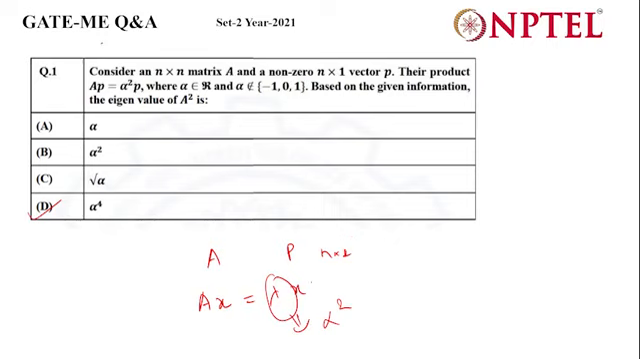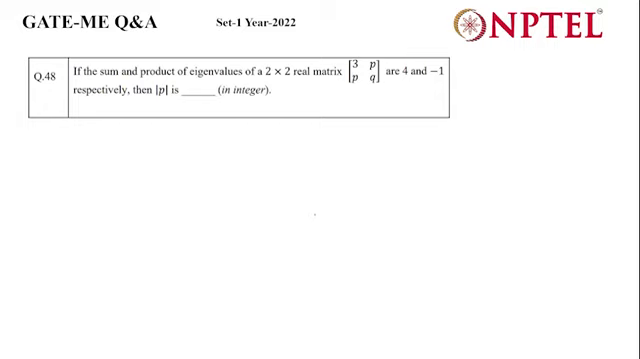From this equation, you can say that alpha square will be the eigenvalue of A. So what will be the eigenvalue of A square? That would be alpha to the power 4. Any doubts? No, ma'am. Okay. Solve this question.